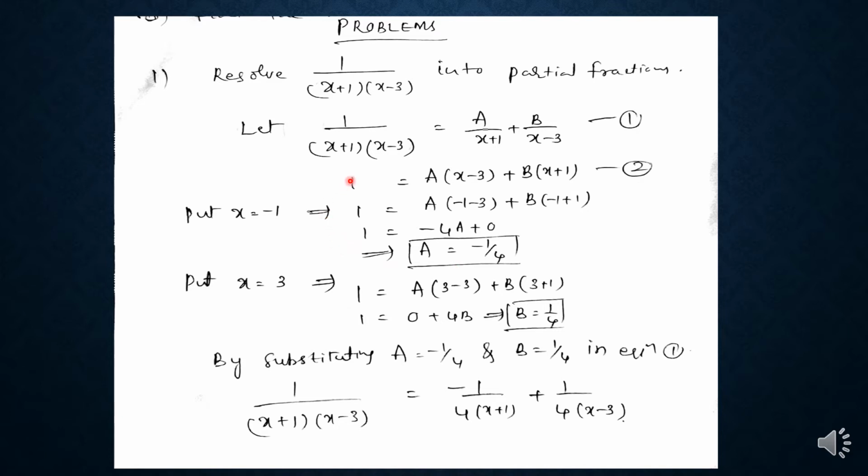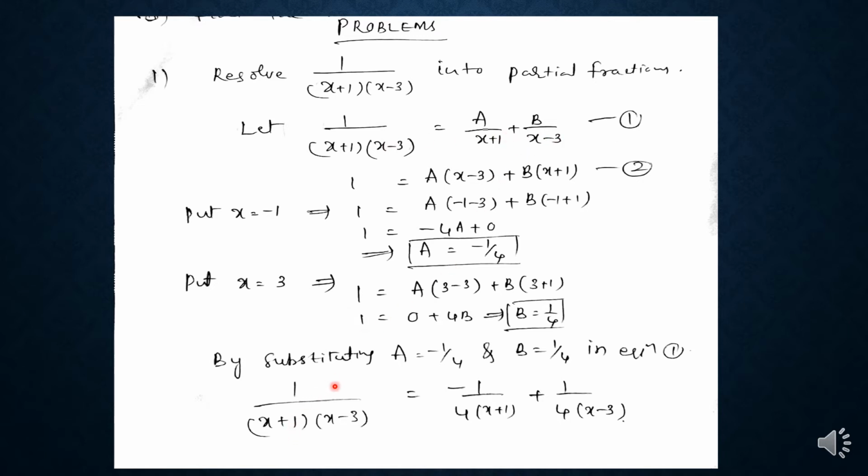In the next step, put x is equal to 3. Then this second equation becomes 1 is equal to a into 3 minus 3 plus b into 3 plus 1. That is, 1 is equal to a into 0, 0, plus b into 3 plus 1, 3 plus 1 is 4, 4 into b is 4b. So here 4b is equal to 1, b is equal to 1 by 4. So we got these two values, a is equal to minus 1 by 4 and b is equal to 1 by 4. So now substitute these two values in the first equation, what we have written as partial fractions.